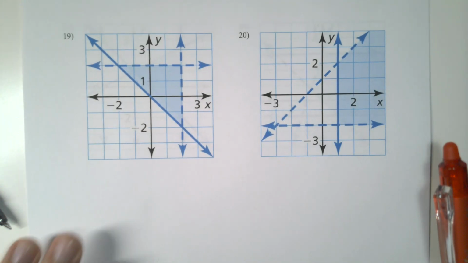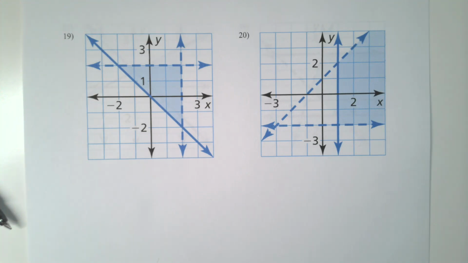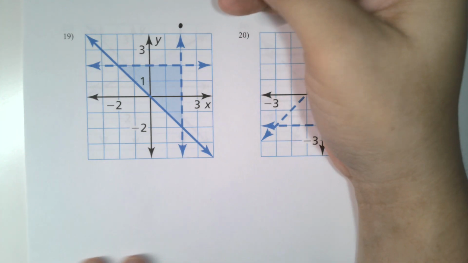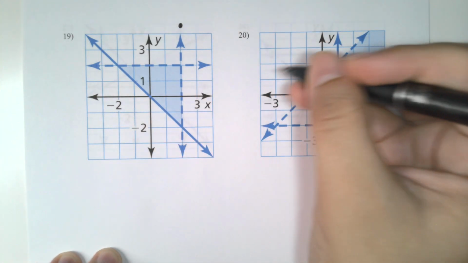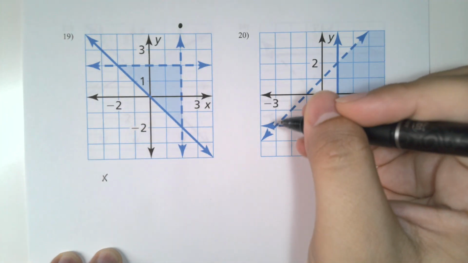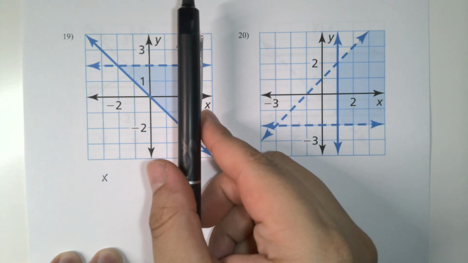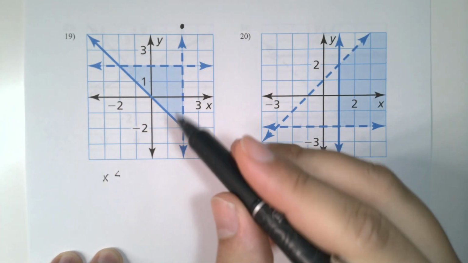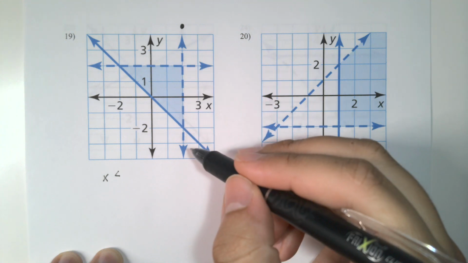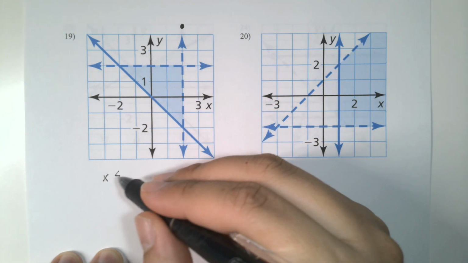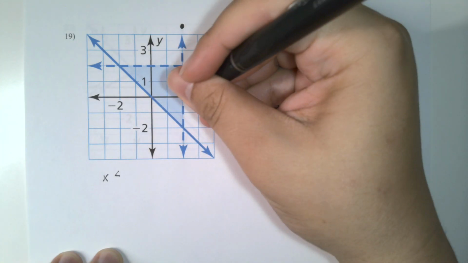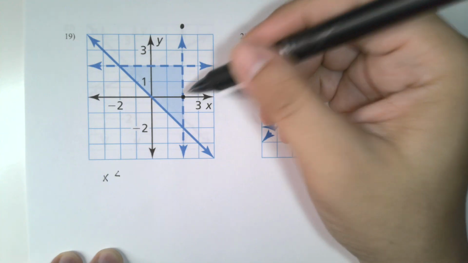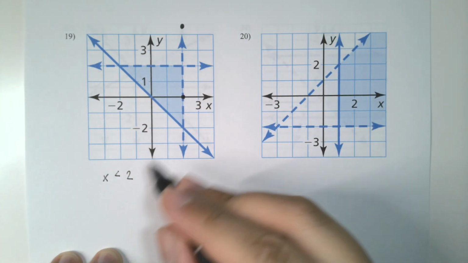Number 19, pretty similar thing. I'll start with this vertical line here. All right, so we know that because it's a vertical line, it's going to be in the form of just x, and because it's shading to the left, left is going to be less than, and because it is a dotted line, it's going to just be less than. It won't have the little bar under it. And then we just need whatever the x coordinate is here, which was 2. So we have x is less than 2.